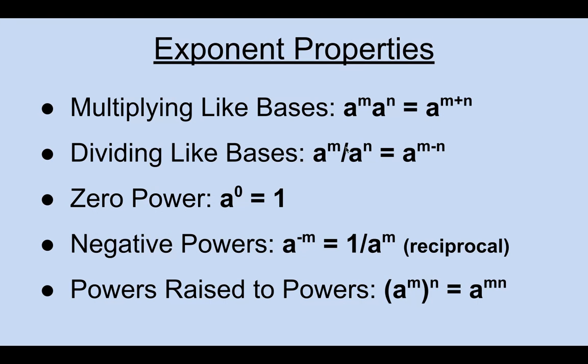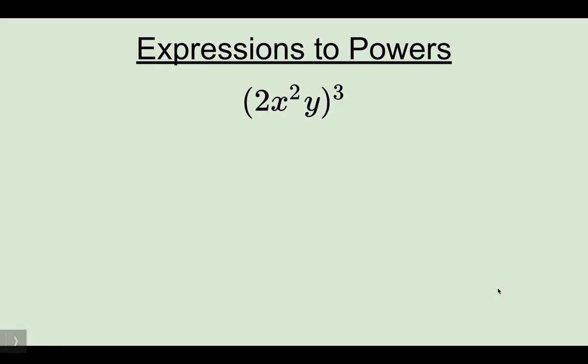So remember, we multiply like bases, we add the exponents. Divide like bases, you subtract the exponents, or it's numerator exponent minus denominator. We're going to play around with that one a little bit. Base to a 0, that's 1. A negative power is just 1 over a to that power, so it's a reciprocal. All right, so negative powers are reciprocals. And then powers raised to powers, you just multiply the powers. All right? Okay.